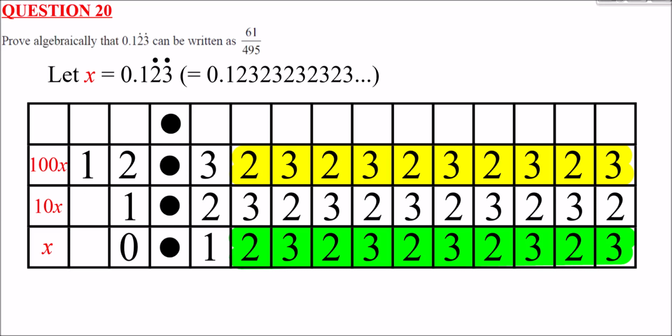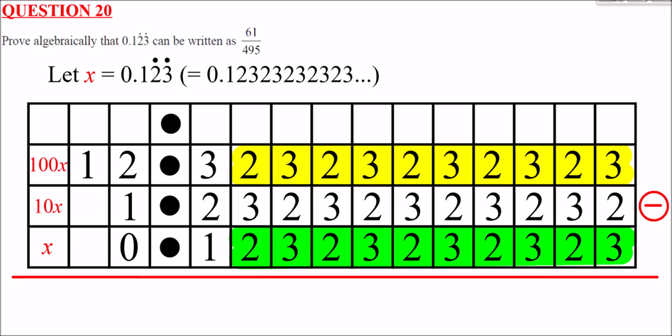So the next move now is to do 100x subtract 1x. So if we do this together, 100x minus 1x will obviously give 99x. And then all these numbers here are going to cancel. So if I just show you that quickly, this cancellation pattern like so, then again, we'll have 99x equals, after all this cancellation, we're going to have 3 minus 1, which is going to be 2.